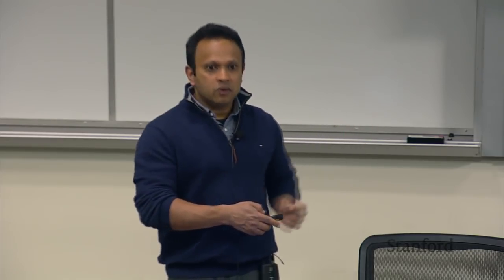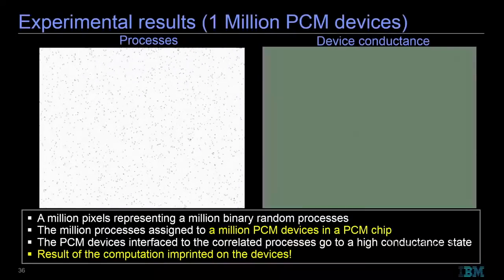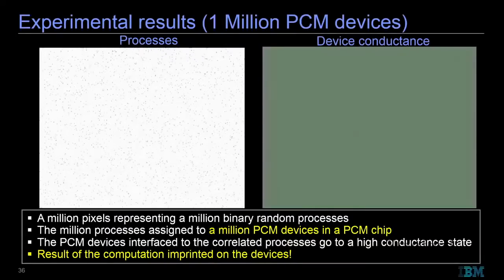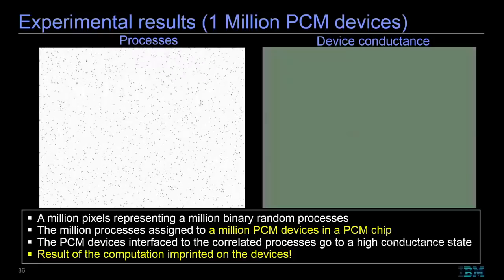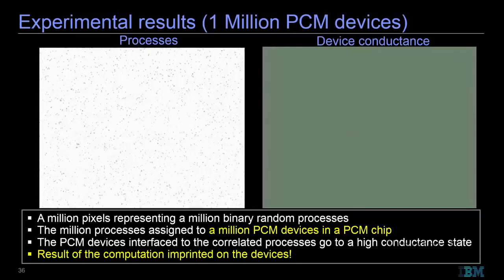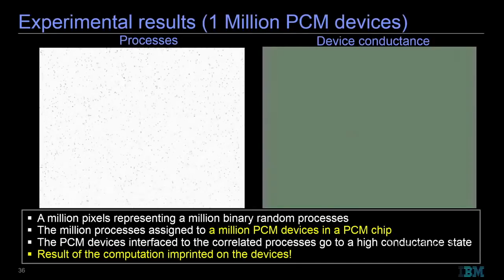So again, does it work? Yes, it does. So we have a million devices in this case. These are all experimental results again. Each of the PCM devices is now connected to one of these stochastic processes. In this case, these are represented by these flickering pixels here.